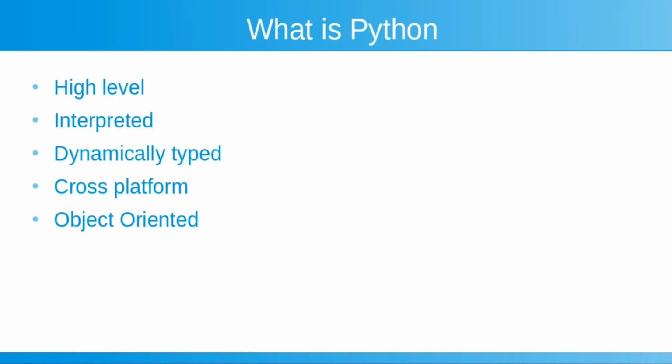And last thing is Python is an object-oriented language. That means it is supporting the OOPS paradigm. So we call this as object-oriented language. Okay, so it's just like Java or any other object-oriented language. It can support the OOPS concepts.